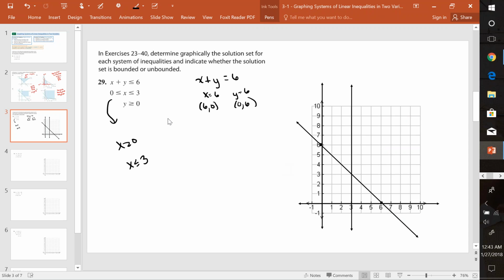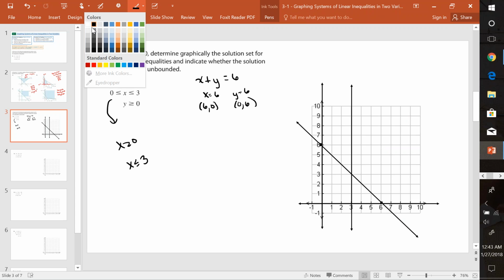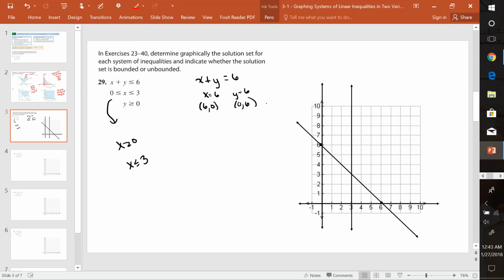Okay, so then we have to do the shading. Now the easiest way to do this is to indicate for each line where we should shade. And I like to sometimes do that in a different color. So x plus y is less than or equal to 6. Sometimes it's easier for people to tell where they're shading if they solve it for y. This says y needs to be less than that line. So if you go to the 6 where that line crossed, we need to be shading below.